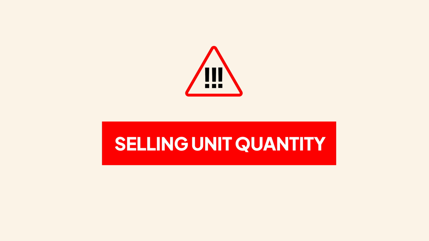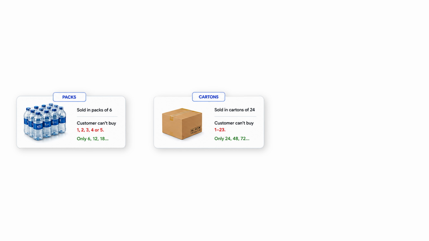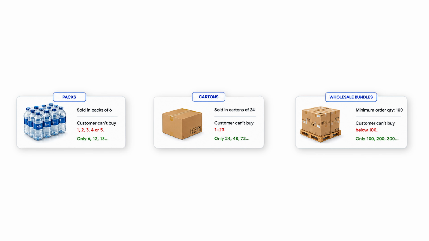Selling unit quantities. Not every product in a wholesale store is sold as a single item. Some are sold in packs, some in cartons, some in wholesale bundles with minimum order quantities. And when Shopify is not reflecting those rules, you get a cascade of problems downstream. A buyer thinks that they are ordering one item, the fulfillment backend processes it as a pack of 6. Now there's a mismatch. Wrong quantities get picked, a customer complaint comes in, inventory counts go out of sync again. Real operational noise from what started as a simple data gap.